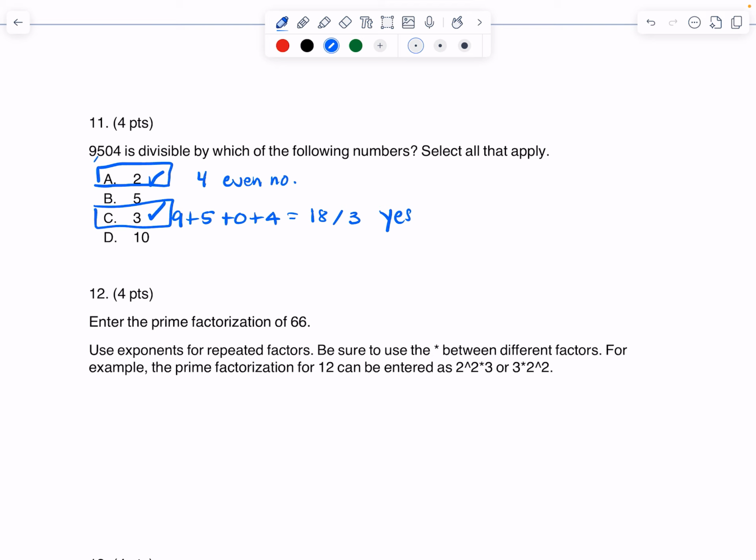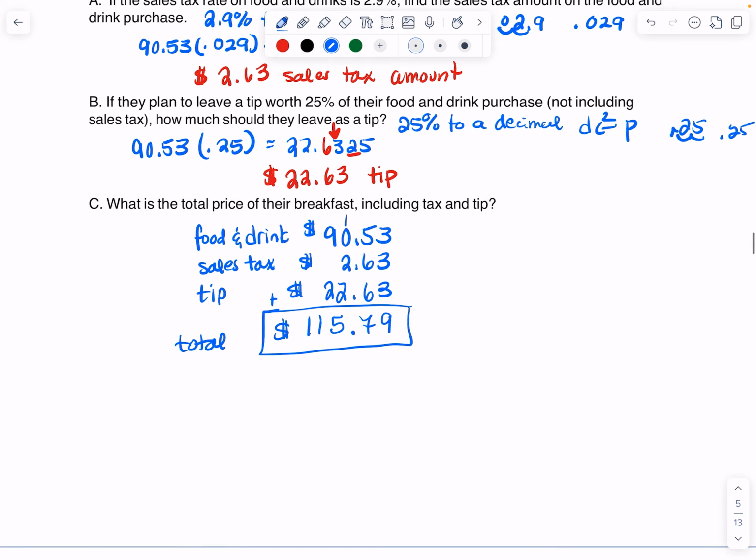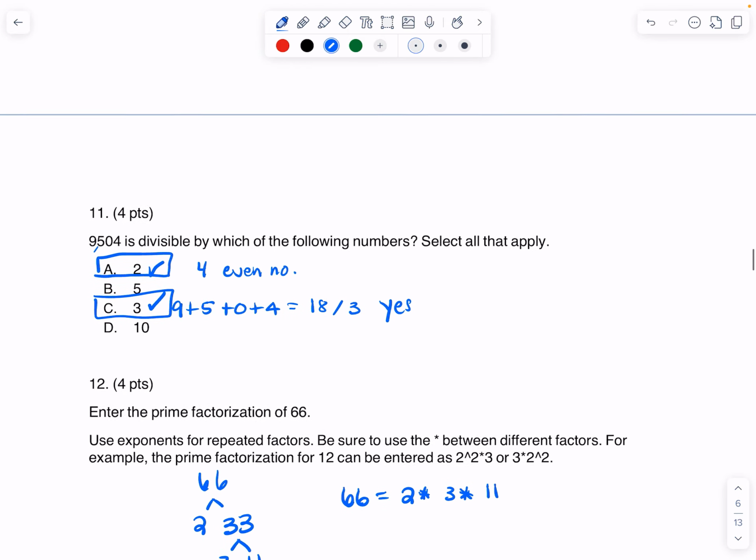Okay, that's number 11. And then number 12 asks us to enter the prime factorization of 66. Use exponents for repeated factors. So let's go ahead and do this. So 66, I get 2 times, that goes into it 33 times. And 3 goes into 33 11 times. So the prime factorization of 66 is going to be 2 times 3 times 11. Okay. All right, so I'm going to stop the video. So we just did questions number 9 through 12.